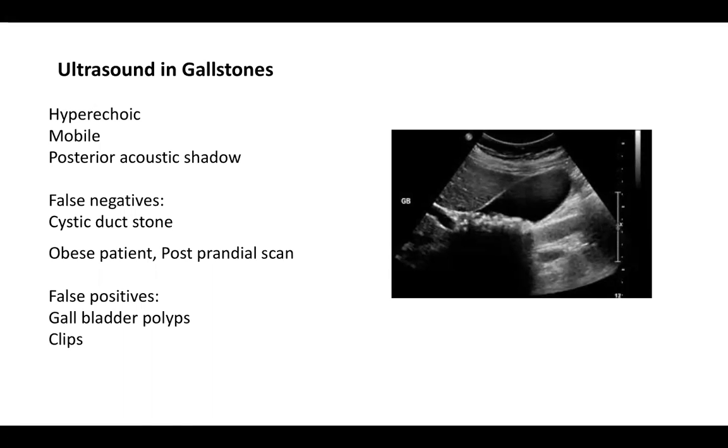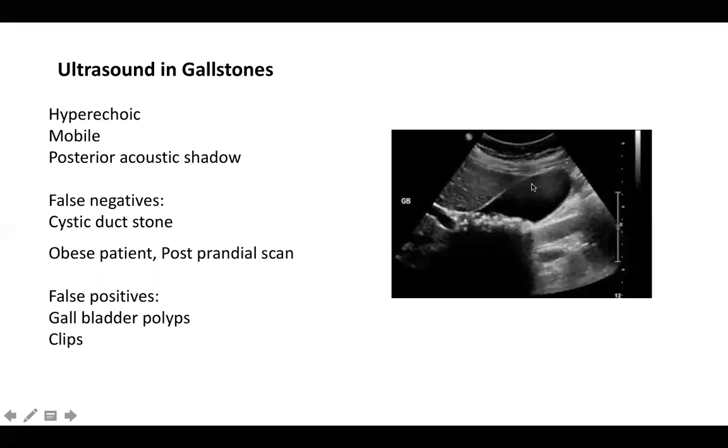They are usually mobile, which means that if you ask the patient to turn onto their right or left, these hyperechoic shadows usually move, and this is what differentiates them from a gallbladder polyp. Now, this could be present either on the dependent or on the non-dependent wall. So when you have a patient who's lying down, if you have something on this wall, that is usually the non-dependent wall.